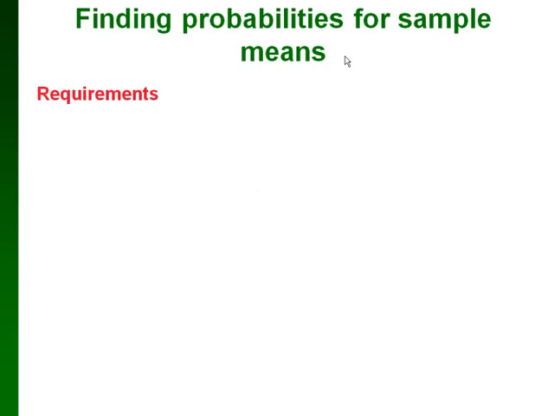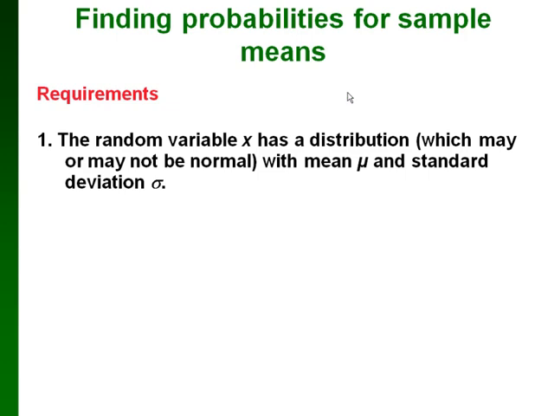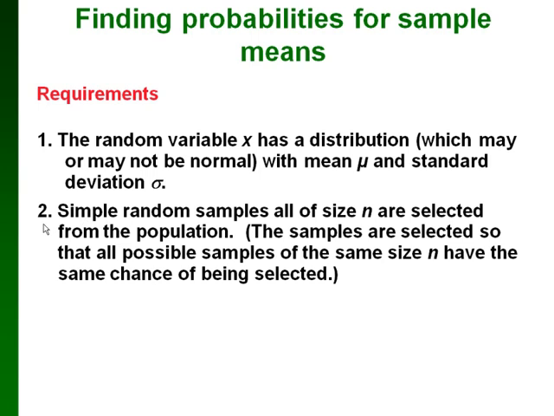Another thing that we're going to use this for is to find probabilities for sample means. The requirements to be able to do this are that our original random variable x has to have a distribution. It may or may not be a normal distribution with a mean mu and a standard deviation sigma, and our samples of size n are all simple random samples.